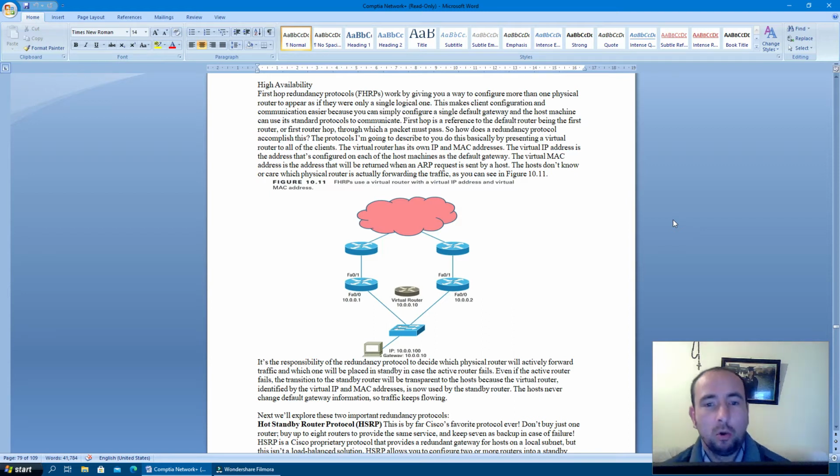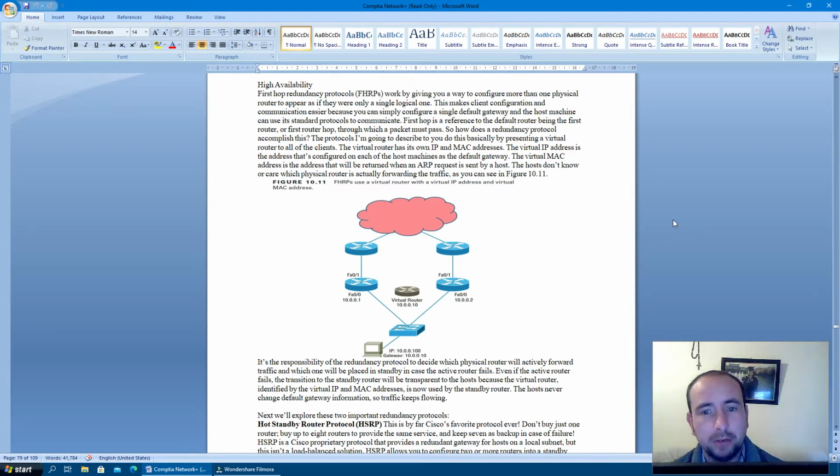FHRPs work by giving you a way to configure more than one physical router to appear as if they were only a single logical one. This makes client configuration and communication easier because you can simply configure a single default gateway and the host machine can use its standard protocols to communicate.